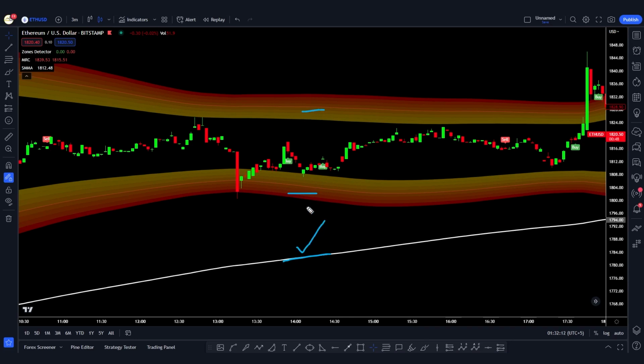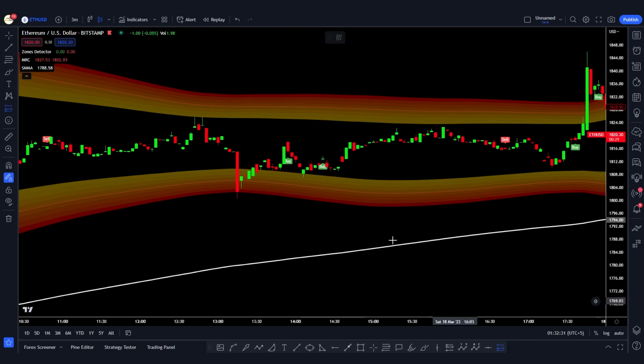So this is the first rule. The second rule is that the market must pull back into this lower channel, indicating that the market is in oversold conditions. The third rule is that there should be a buy signal plotted by the zone detectors indicator, and this will be a confirmation to take a long position.